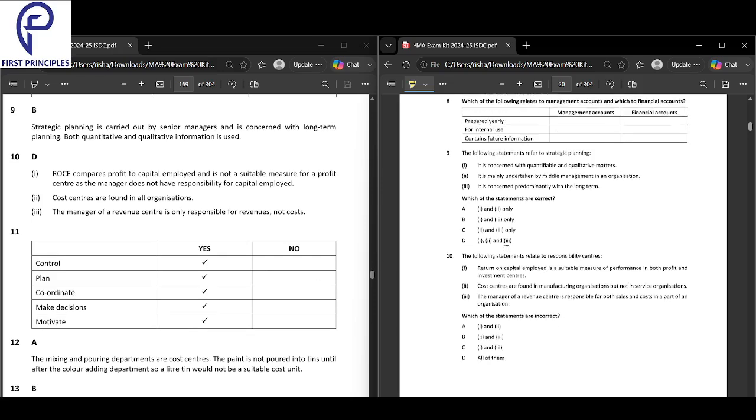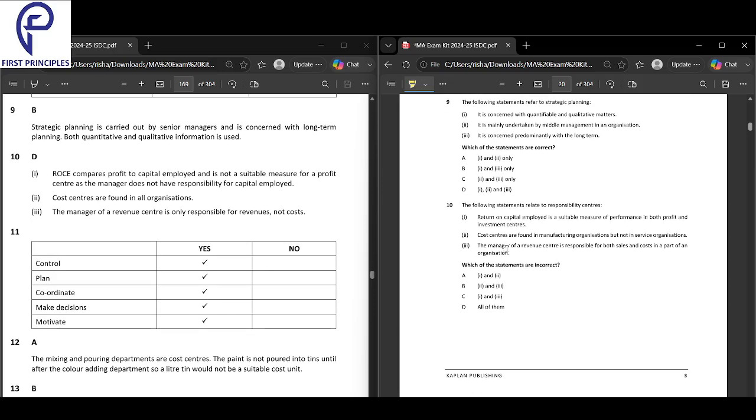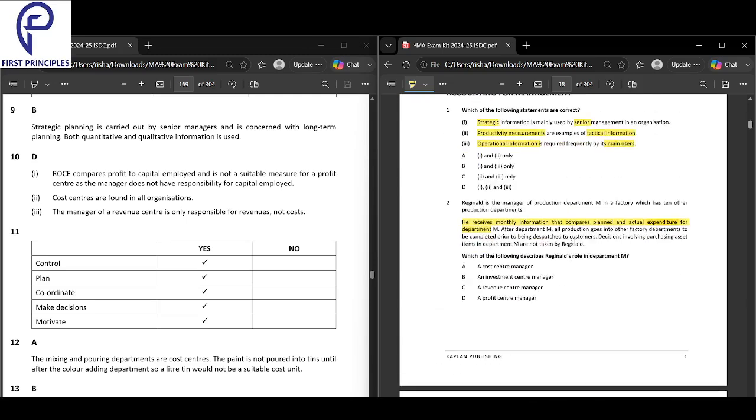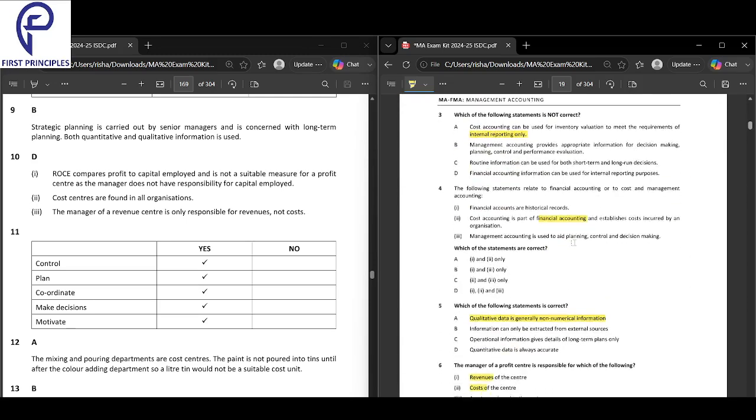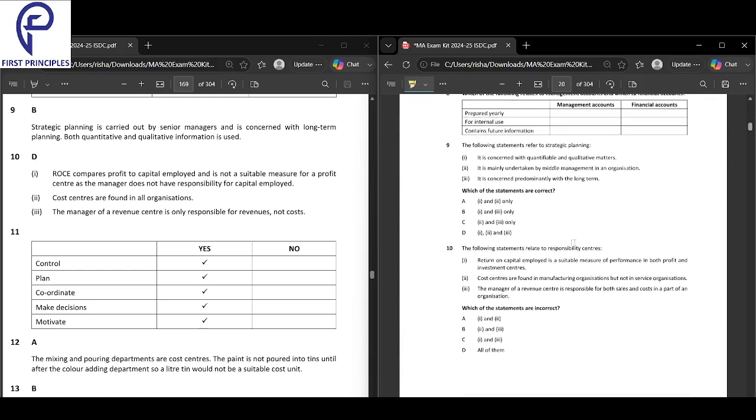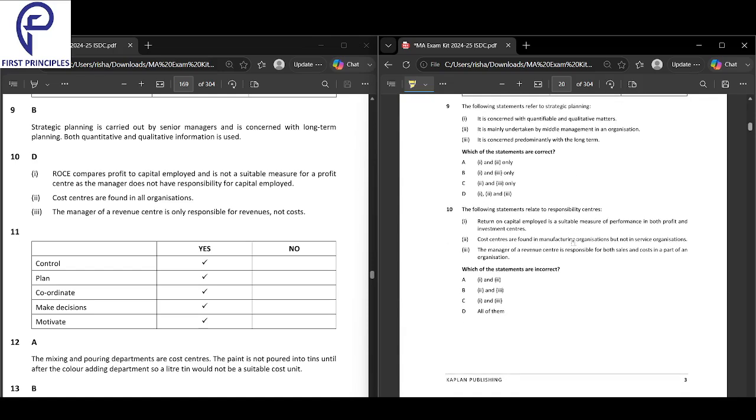Next, we look into which of the following refers to strategic planning. I told you strategic planning is summarized and on top, right? We had three S's: strategic, summarized, and senior management. Strategic, summarized, and senior management. We always remember it like that.